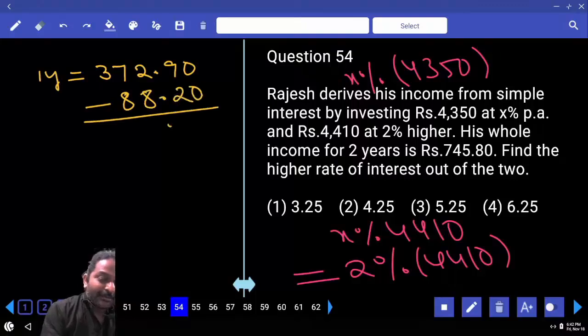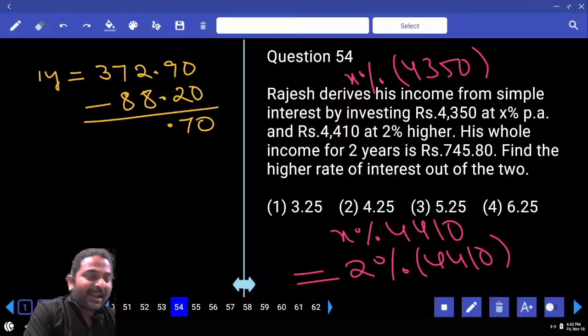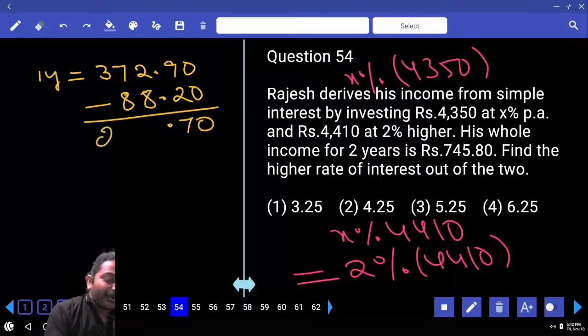88.20. Number after decimal 70. Number before decimal, subtract 100, add 12. Subtract 100, 272. Add 12, 84. Yes?